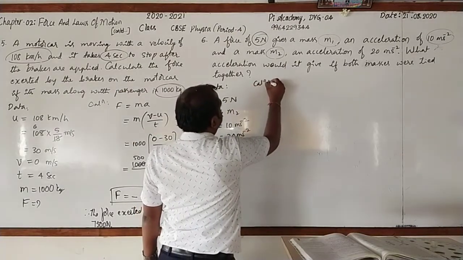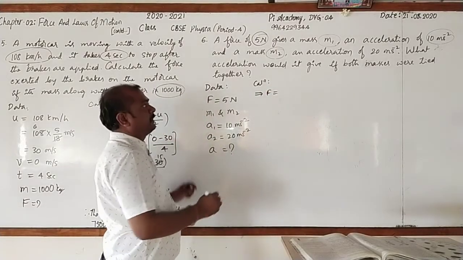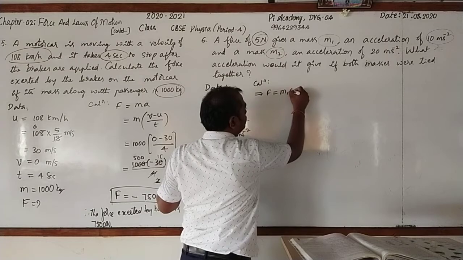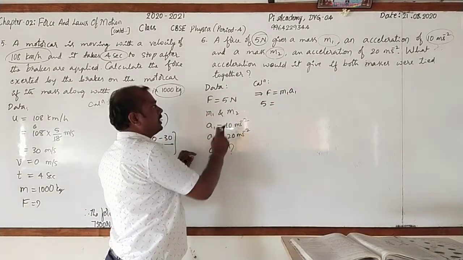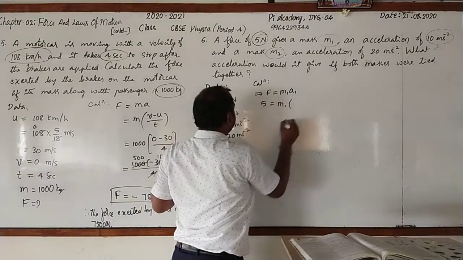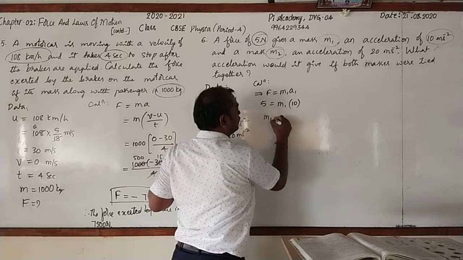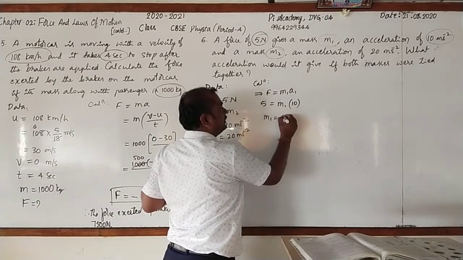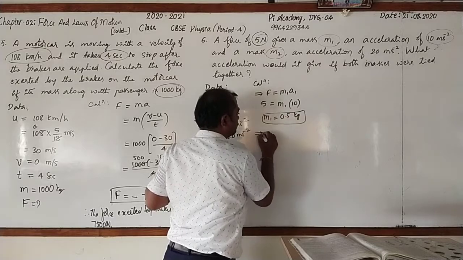This is the calculation. First, F is equal to m into a, m1 into a1. What is the force? 5 Newton. Mass of the first object is unknown. Its acceleration is known, it is 10. We can write m1 is 5 by 10, which is nothing but 0.5 kg. Hope that you have understood.